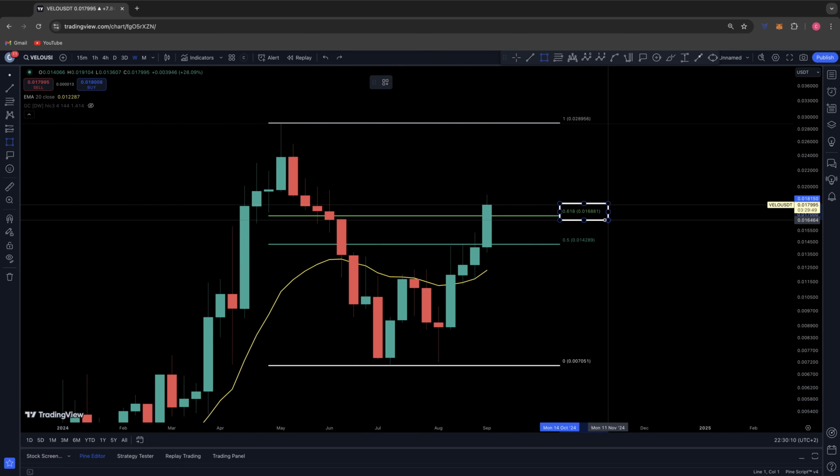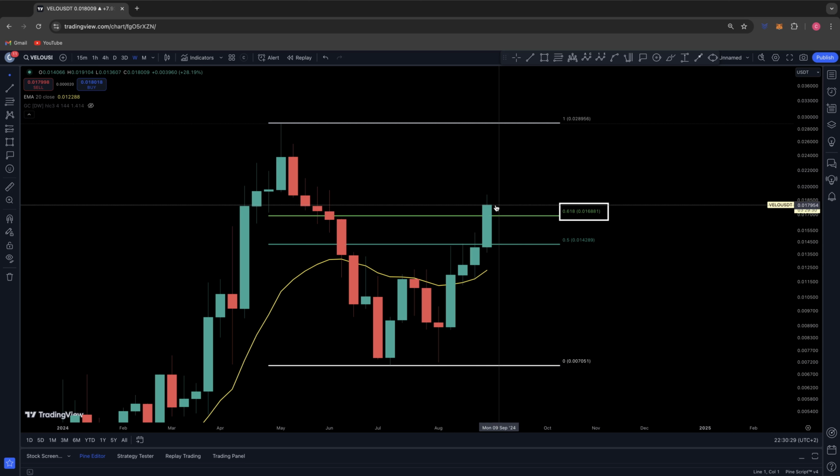So I've been posting on X recently about this key level of resistance that I would like to see VELO close above to show really good strength and signal here. And this resistance range is the 0.618 at 0.0168. And we are coming in hot tonight for the close.